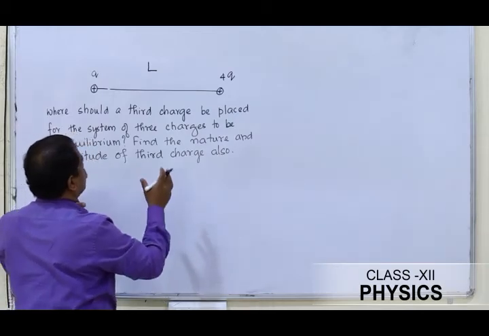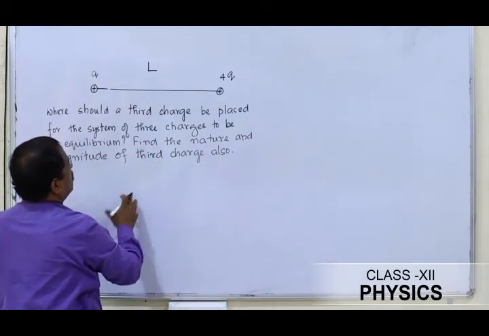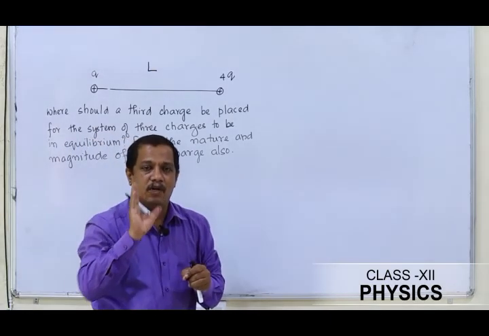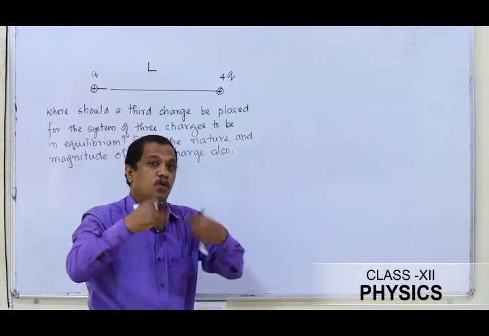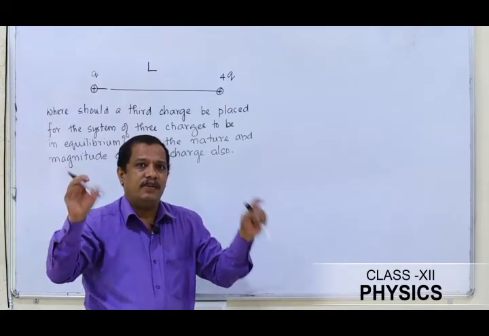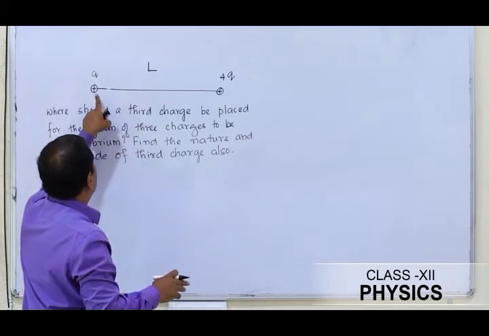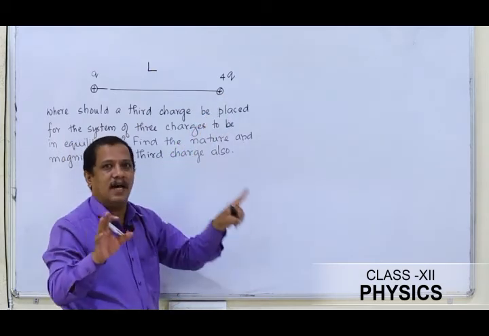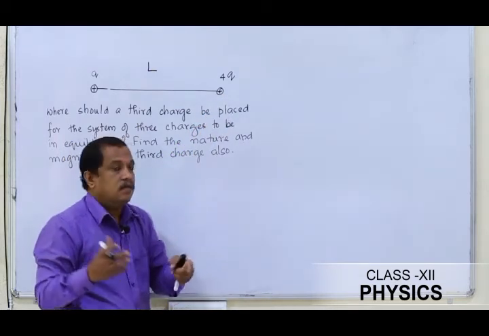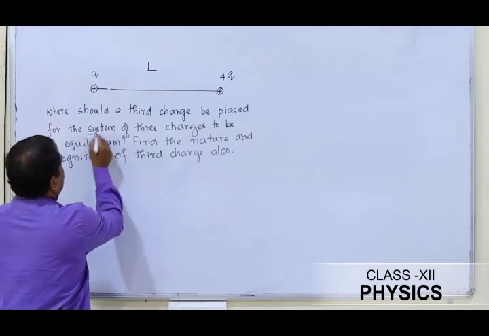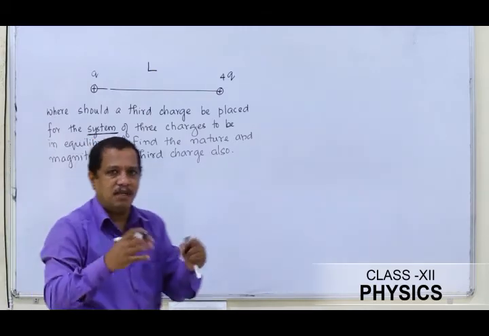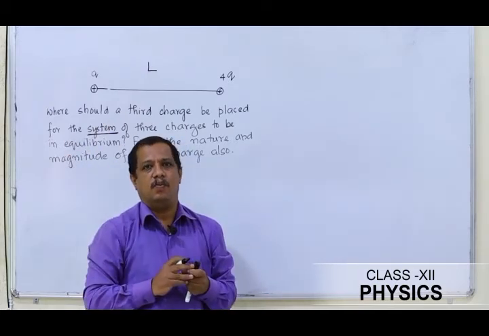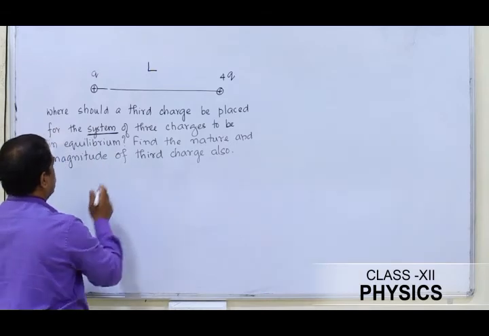Now I have to place a third charge, but the condition is, previously we said the third charge must be in equilibrium. We assumed the rest of the two charges were fixed, but here all the three charges, this charge, the third charge I am going to place, and this charge, all the charges must be in equilibrium. What do we mean by it? We mean the system must be at equilibrium. When we say system is at equilibrium, that means the net force on the system itself must be 0. So let us find the position of the third charge.